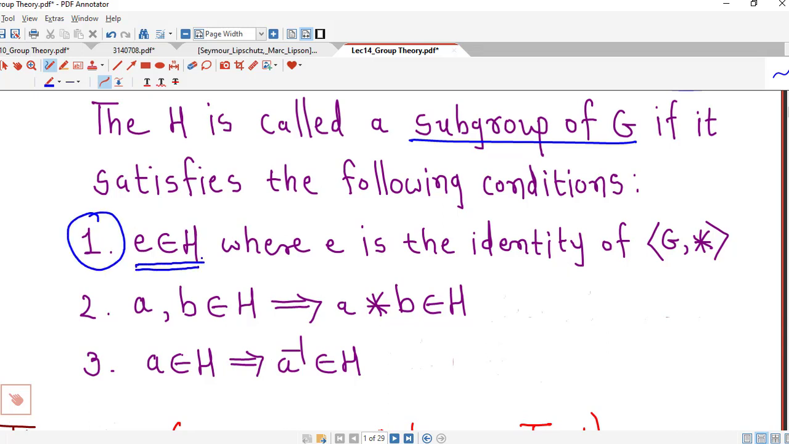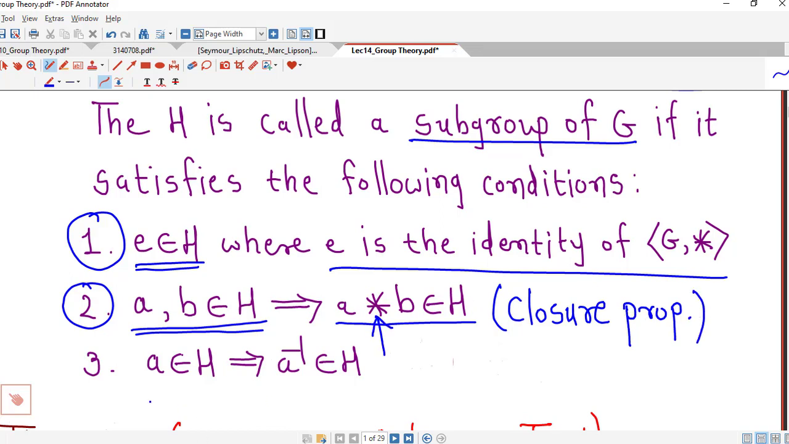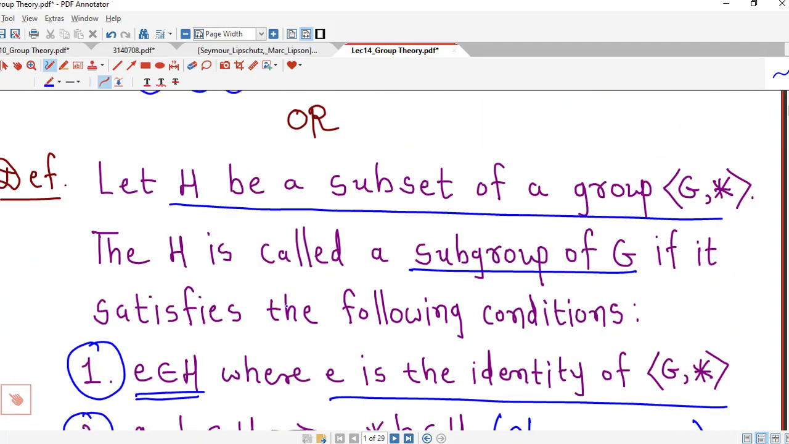First requirement is H must contain the identity of group G. Second requirement is if we take any two elements a, b in H, then a star b must be in H. So this is the closure property for a group. This property says that H must be closed under the binary operation star. And the third property is if a is any element in H, then its inverse a inverse must be in H. So we can say that H is closed under inverses. So we will remember both the definitions.